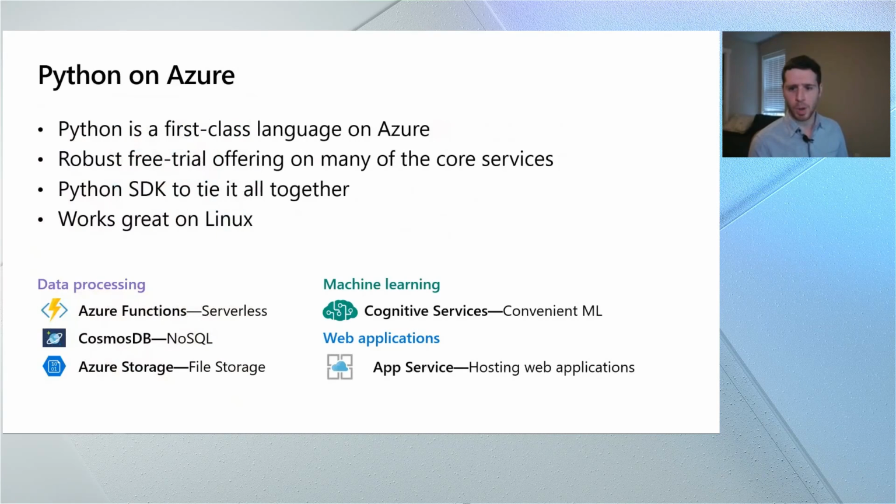And like I mentioned, our team invests heavily in improving the overall Python experience. In today's talk, we're going to talk about how Python is a first-class language and supports multiple OSs. There's free tiers on almost every service. There's a fantastic Python SDK that really ties it all together. And in today's talk, we're going to be covering these 5 Azure services. From a data processing perspective, we'll be using Azure Functions for serverless, Cosmos DB for NoSQL, Azure Storage for file storage, cognitive services for machine learning, and we're going to host and deploy your application all through Azure App Service.